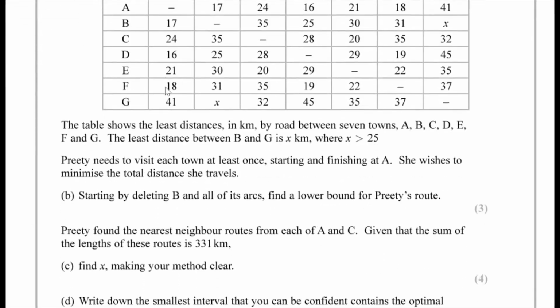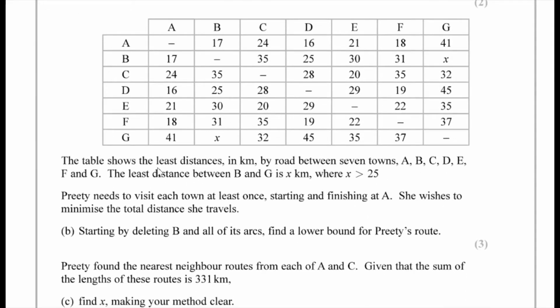Now for part B, we've got this table over here which shows the least distances in kilometers by road between 7 towns A, B, C, D, E, F and G. The least distance between B and G is X kilometers, where X is greater than 25. Pretty needs to visit each town at least once, starting and finishing at A. She wishes to minimize the total distance she travels, and by deleting B and all of its arcs, we have to find a lower bound for Pretty's route.